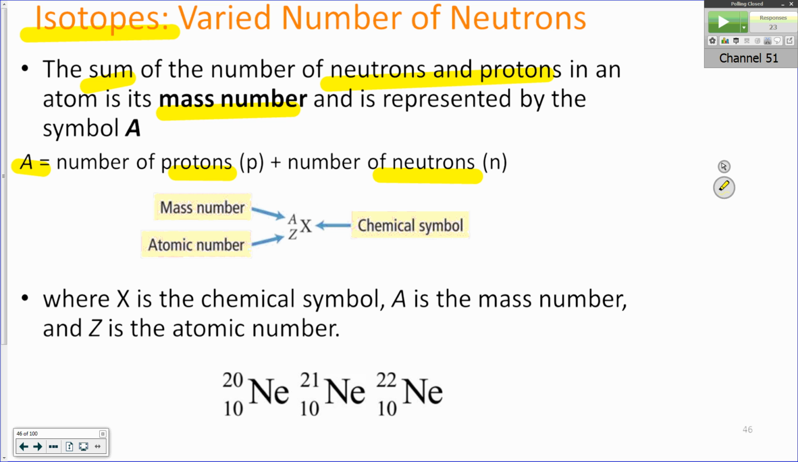Sometimes the author of this textbook uses a notation where they put the atomic number Z down at the bottom. For example, we talked about the different forms of neon. Some of the neon had 10 neutrons, some had 11, some had 12. To be neon, it has 10 protons. So the one with 10 neutrons has a mass number of 20, the one with 11 neutrons has a mass number of 21, and the one with 12 neutrons has a mass number of 22.